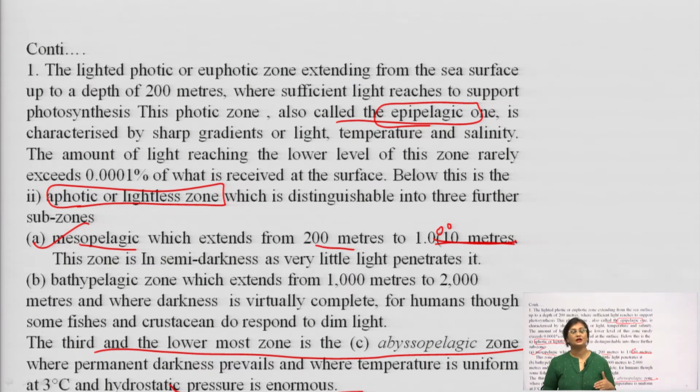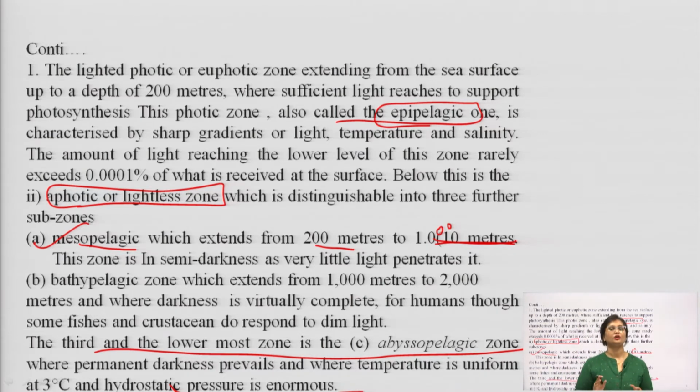Below this region comes the Mesopelagic region, which is 200 to 1000 meter depth. Here very little light penetrates this region. Next, the third region after the Mesopelagic region is the Bathypelagic region, which extends from 1000 to 2000 meters below. Only a few fishes and crustaceans survive. And the third most zone is the Mesopelagic zone, where permanent darkness prevails and there is enormous hydrostatic pressure.